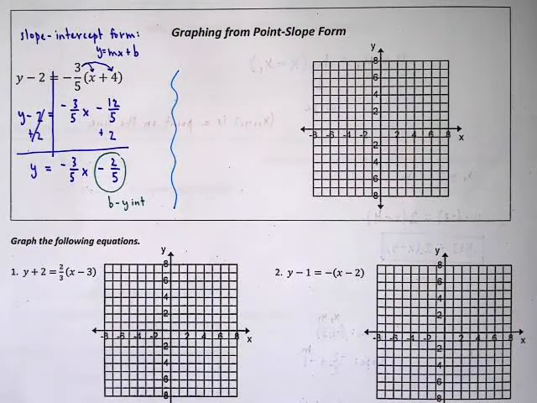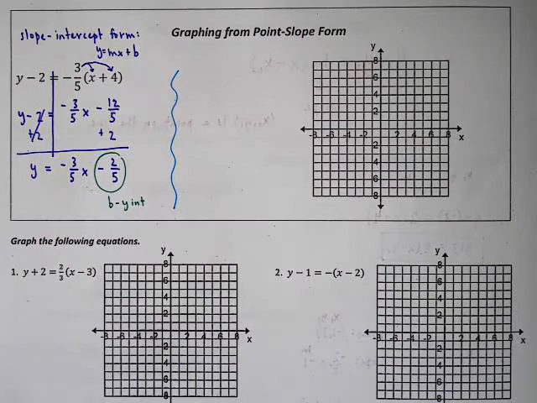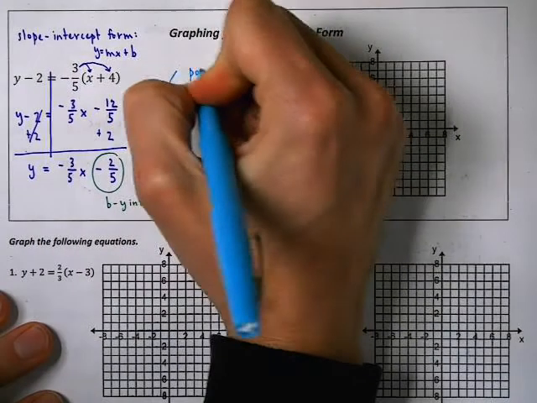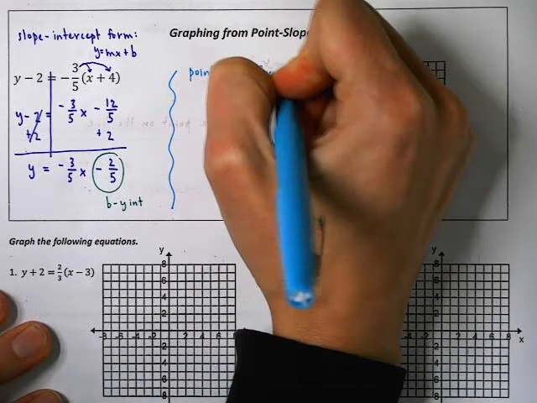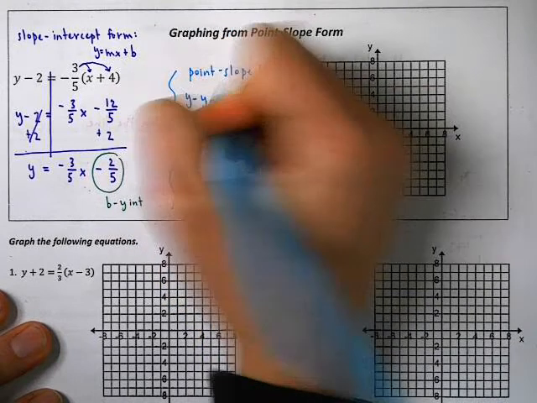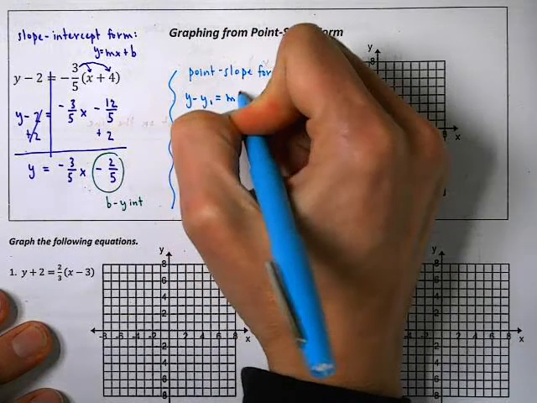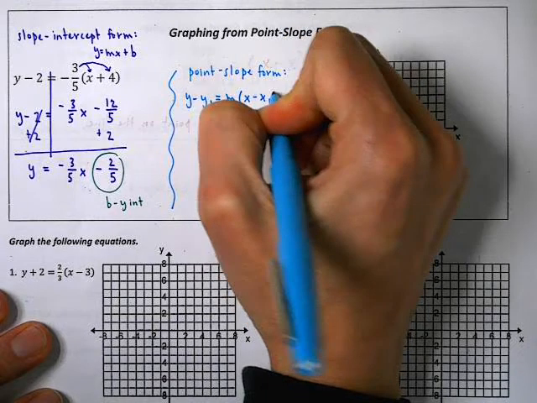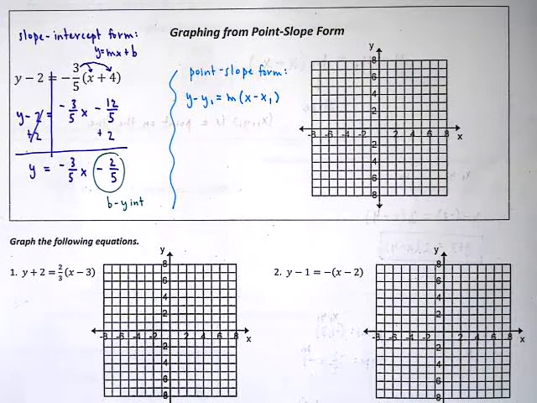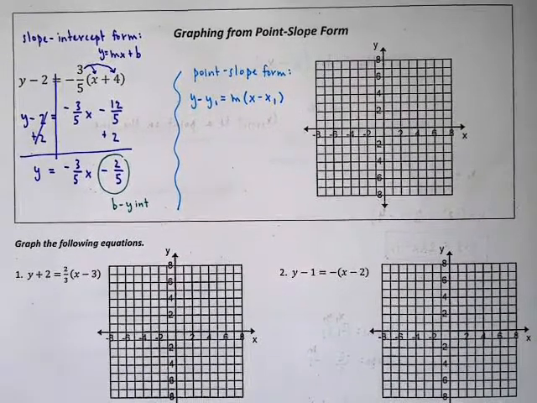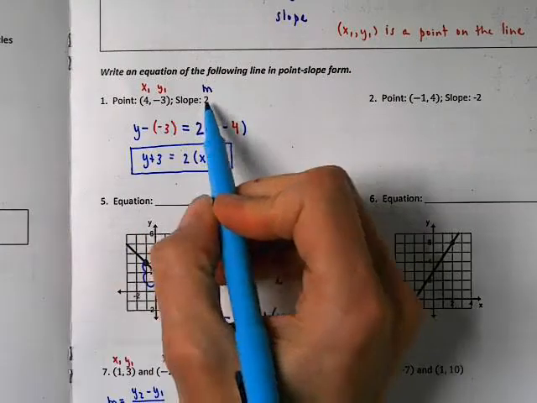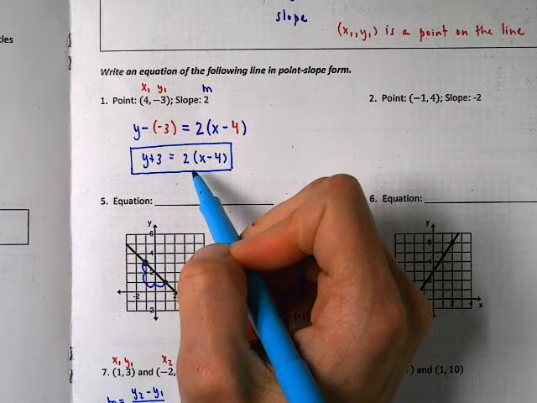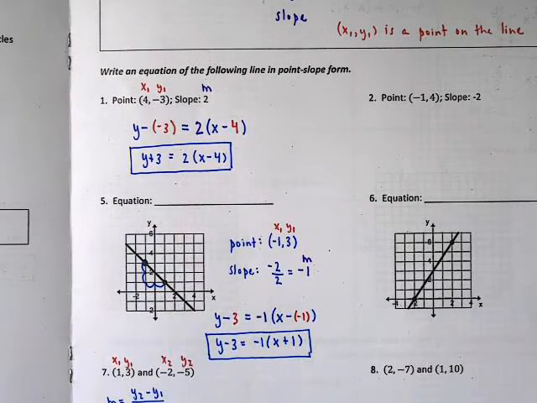So here's where I want to jump back a minute. Now remember, point-slope form, we used this yesterday, and we learned that point-slope form is y minus y1 equals m times the quantity x minus x1. So here I'm going to flip back a page to yesterday's notes. And let's look at this first example. In yesterday's notes, we were given a point and a slope, and we had to write it in point-slope form. Here's what I want you to notice.